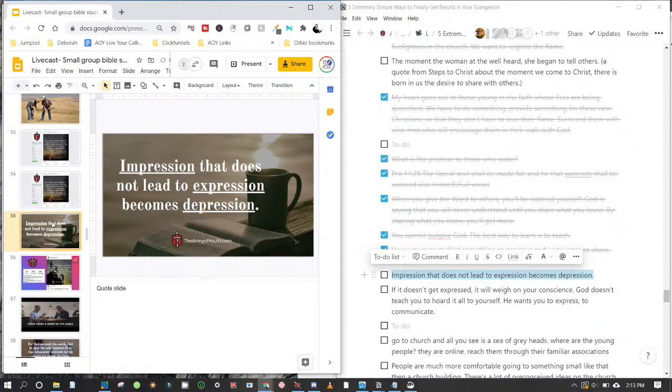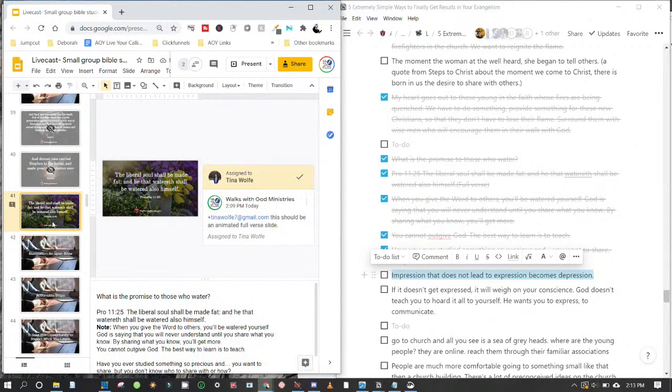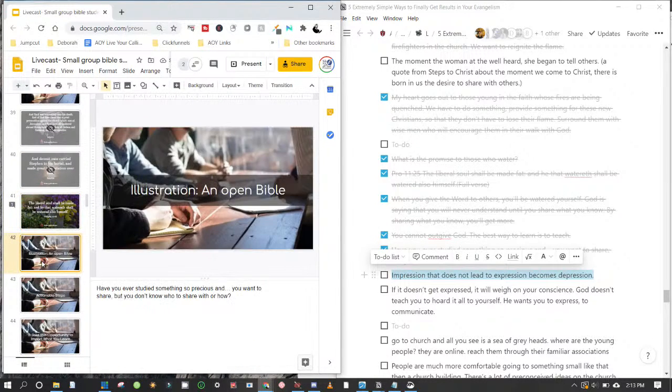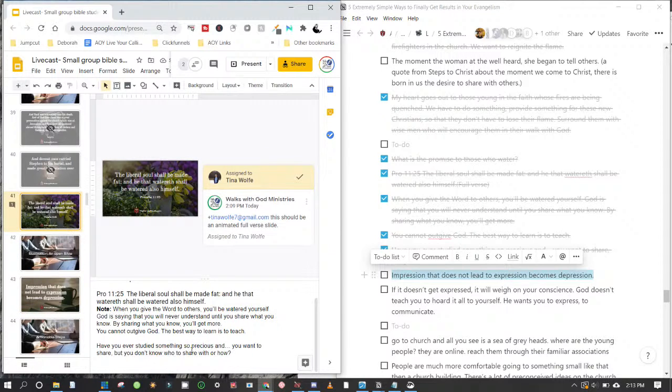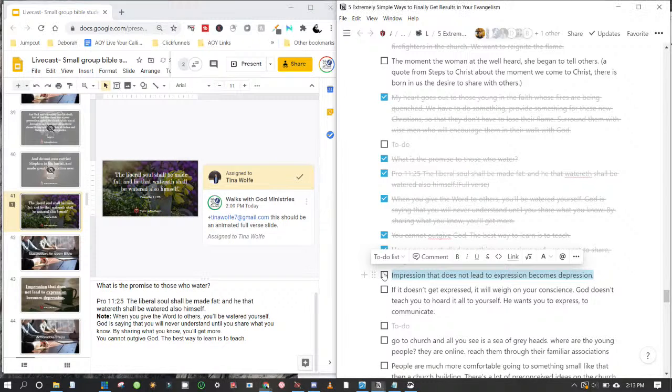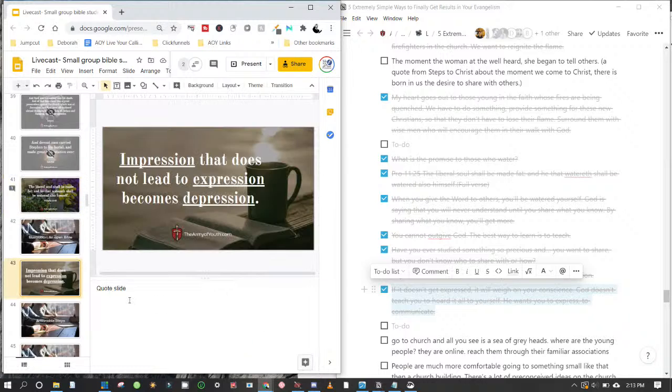So what I'm going to do is hit Control X. I'm going to scroll up and away. Open Bible. Paste it. There you go. Hey, God is helping. Clean that up. Don't want to have duplicates there. If it doesn't get expressed, it will weigh on your conscience. God doesn't want you to hoard the knowledge and be a spiritual glutton. There we go.